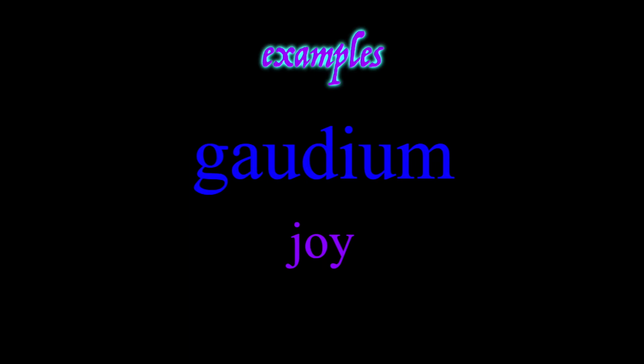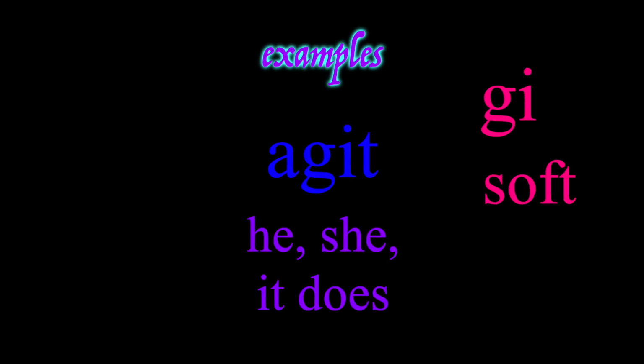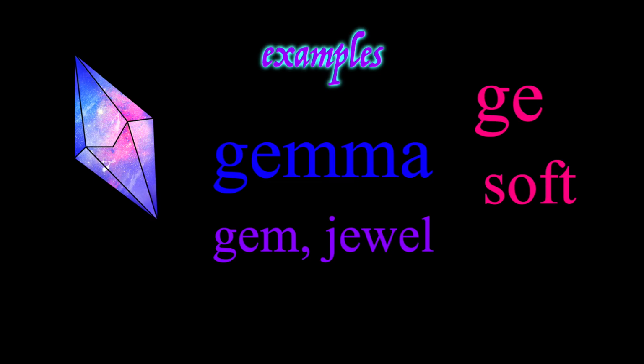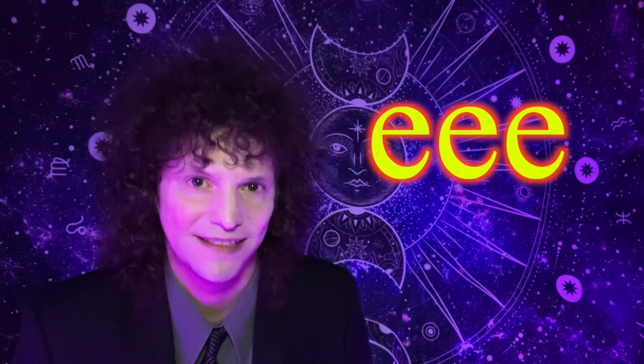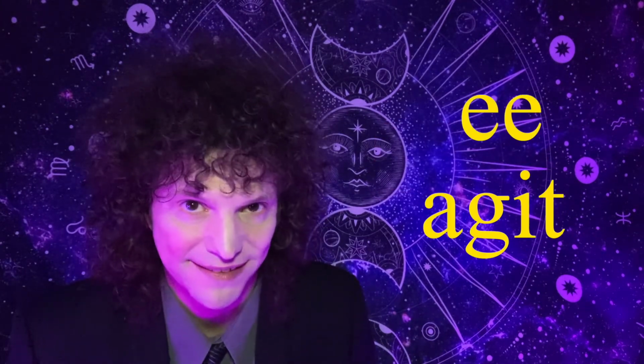Gaudium, gaudium. Ga, gaudium. G, agit. Ge, gemma. By the way, I forgot to mention, in classical pronunciation, a short I can sound like I, agit, and in the Italian pronunciation, the I's are pretty much almost like an E sound. Agit, agit. Agit, I, agit, E.